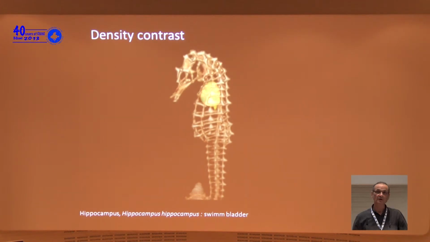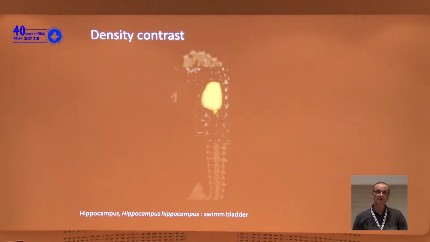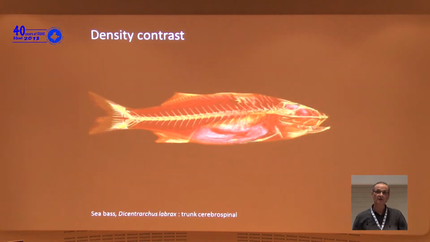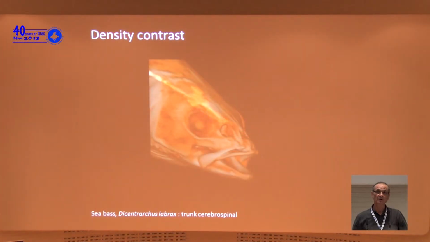Here, a hippocampus, and the same at different levels. Here we can examine a sea bass, and we see the liver, the muscle part, the skeleton, and we can also see the brain and the cerebrospinal axis.